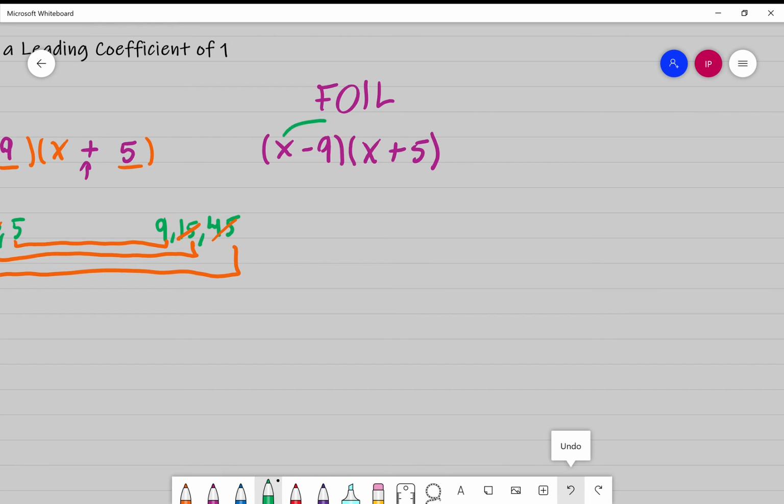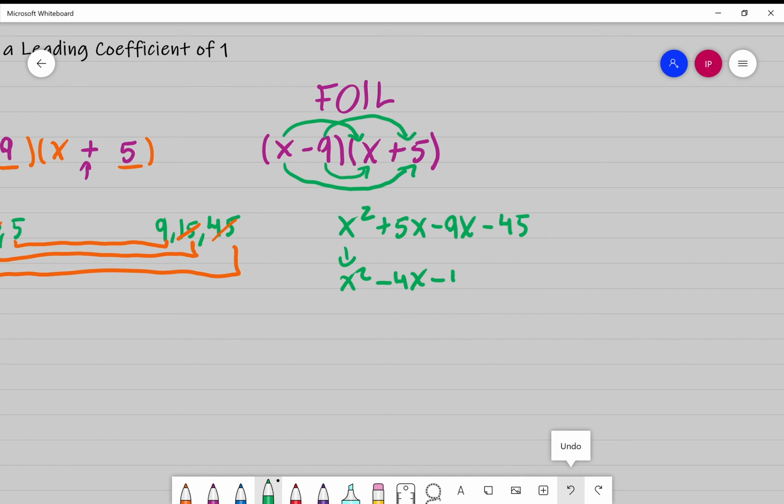So we're going to multiply x times x, which is the first, and then x times 5, which is outer. X times x is x squared. X times 5 is 5x. And then inner, we do negative 9 times x, and then last, negative 9 times 5. So negative 9 times x is negative 9x, and negative 9 times 5 is negative 45. Alright, we combine like terms, we bring this down, x squared. 5x minus 9x is negative 4x, minus 45.